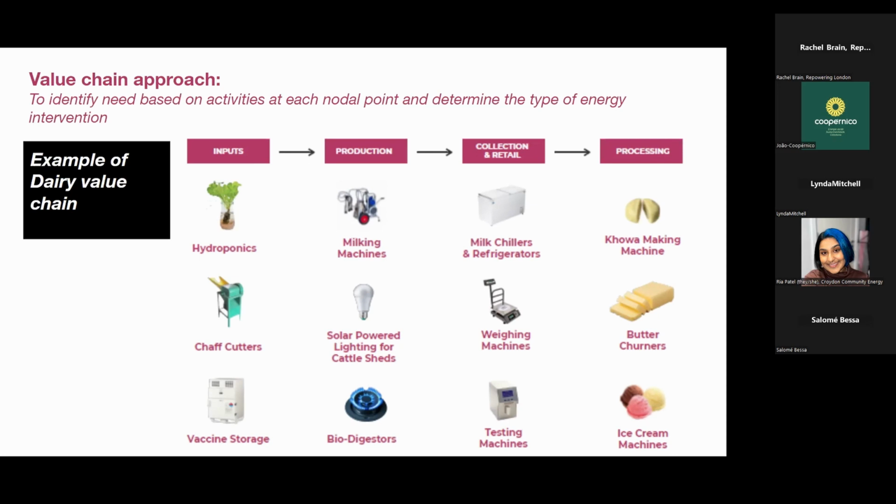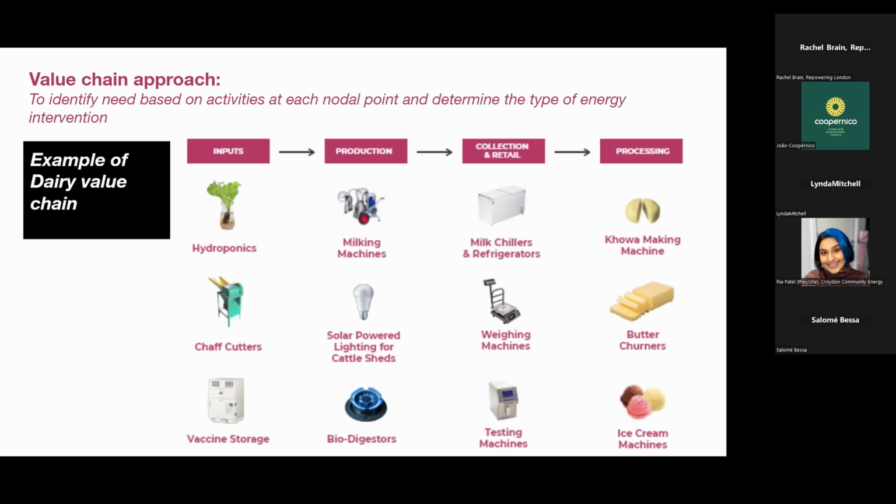And there is a solar powered water pump to be able to manage that sprinkler system for the hydroponics itself. Or you're looking at solar powered vaccination storage, because an input from a veterinary perspective is to make sure that vaccines are provided, right? At the farm itself, milking machines are very, very common in larger farms in Europe.